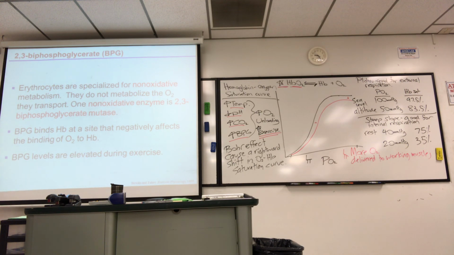However, BPG binds the hemoglobin at a site that negatively affects the binding of O2 to Hb. It kind of bumps it off. BPG levels are elevated during exercise. So BPG during exercise is bumping off the O2 so you can deliver it to the tissues better during the workout.